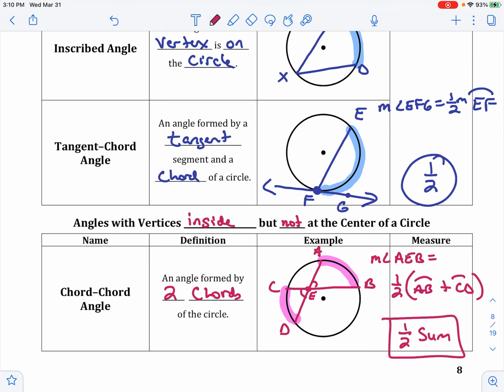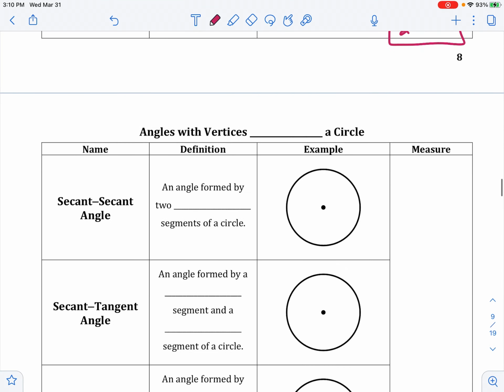And then there's one more scenario that has 3 pictures with it. This is going to happen whenever angles have vertices that are outside of a circle. I will show you some examples. There are 3 ways that this could happen. First is a secant-secant angle, an angle formed by 2 secants. An example of that could be, let's say here we have a secant and then another secant, something like that. Let's call this W, we'll call this X, Y, Z, and let's just call this A.